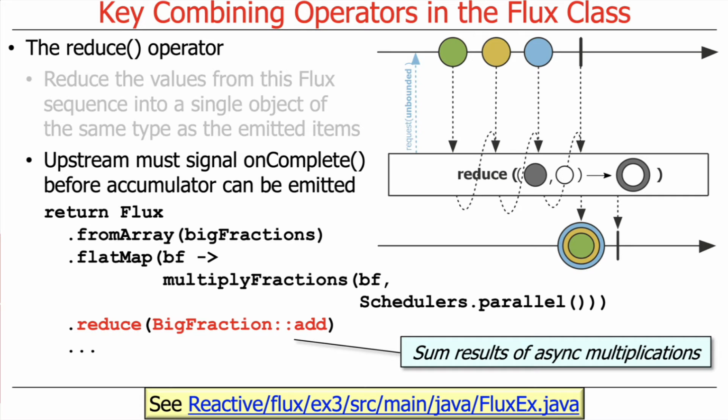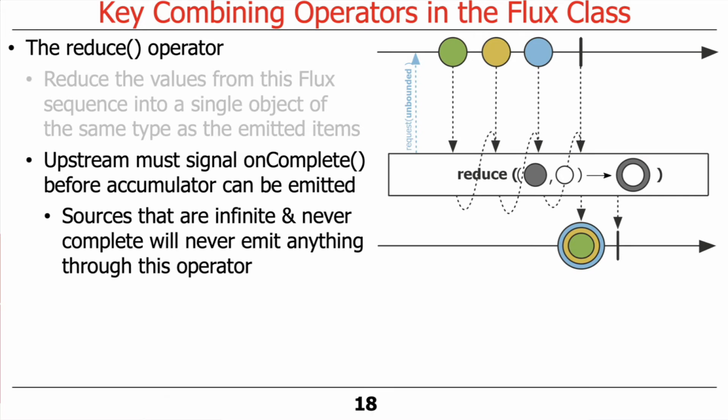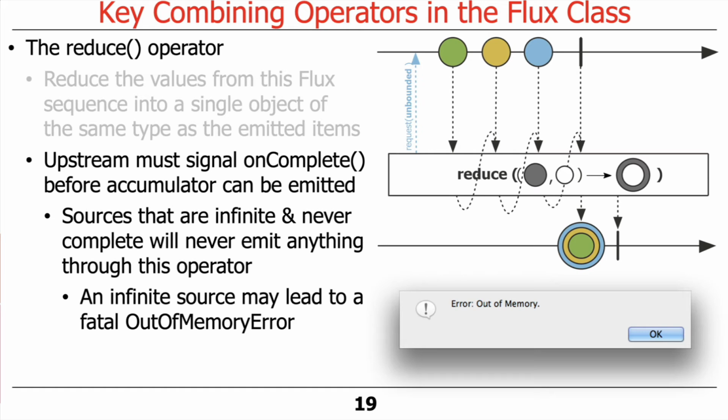So in this particular case, it will in fact terminate because we have a list of big fractions, an array of big fractions we turn into a flux. We apply the flat map concurrency idiom to multiply everything together, and then we reduce it by adding things up. So we'll end up with a sum of the results of async multiplications, which will come back as a mono, and all is well because we terminated that. We ended up completing that particular stream. Sources that are infinite, like using the generate factory method operator we talked about before, that never complete, will never emit anything, and you'll probably run out of memory because it'll just go on forever and never terminate.